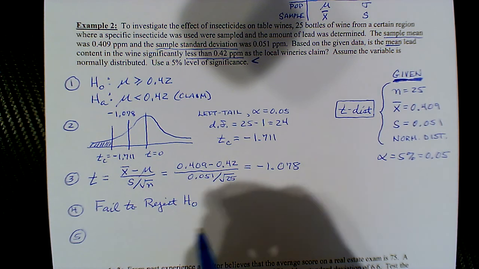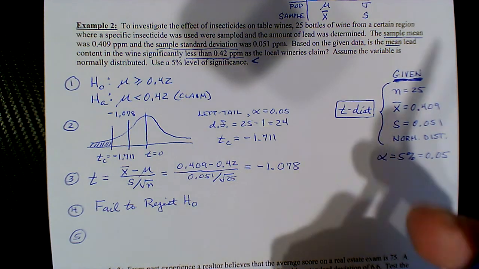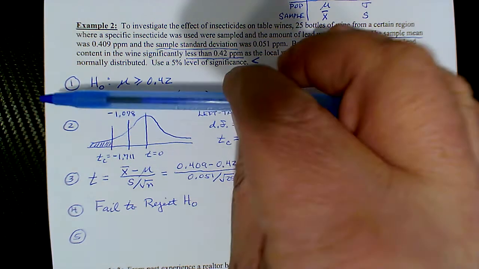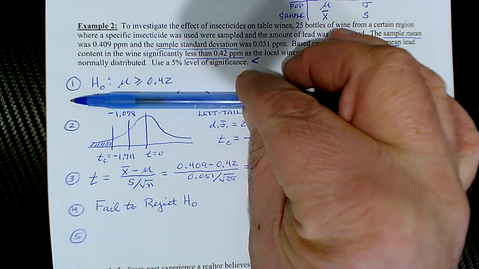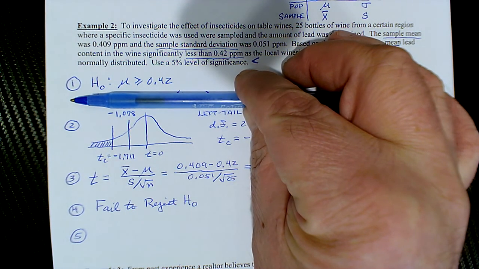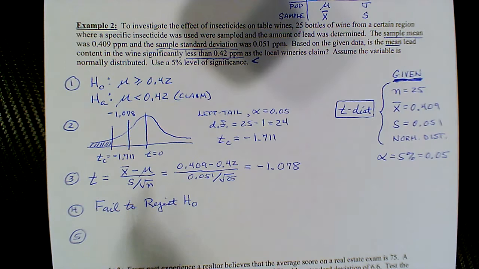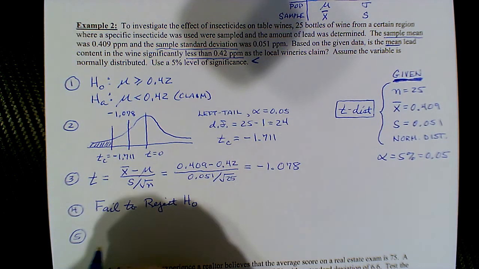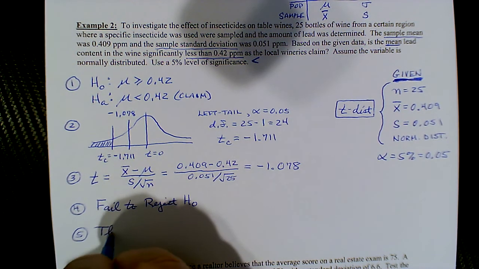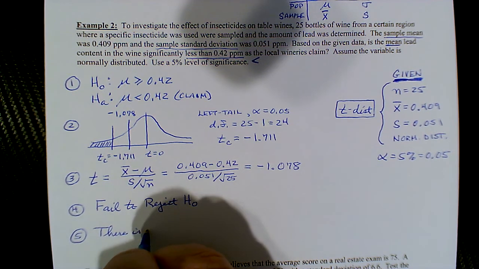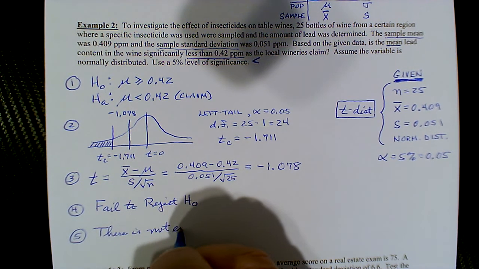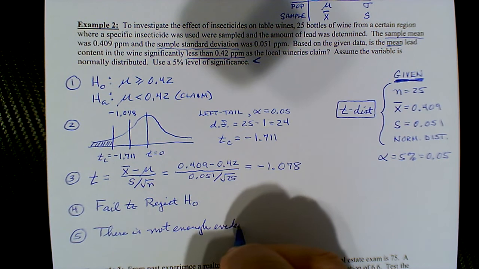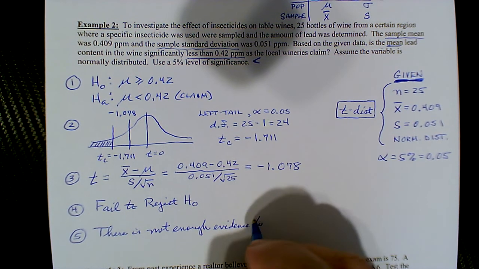All right, if I'm failing to reject H0, it basically means that we can't have confidence in HA. So that's the claim. And remember, we use the word support in our answer when the claim is HA. And so therefore, there is not enough evidence to support the claim.